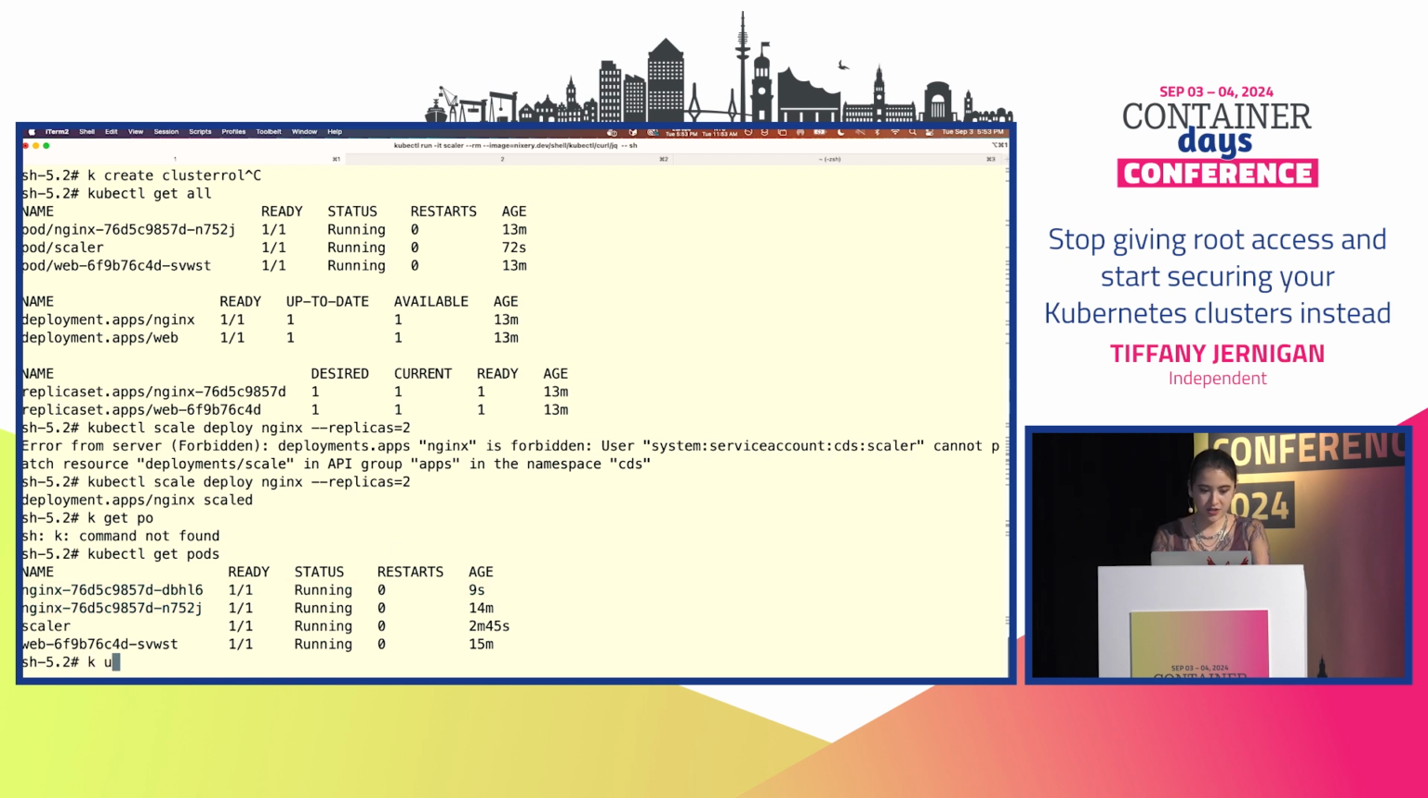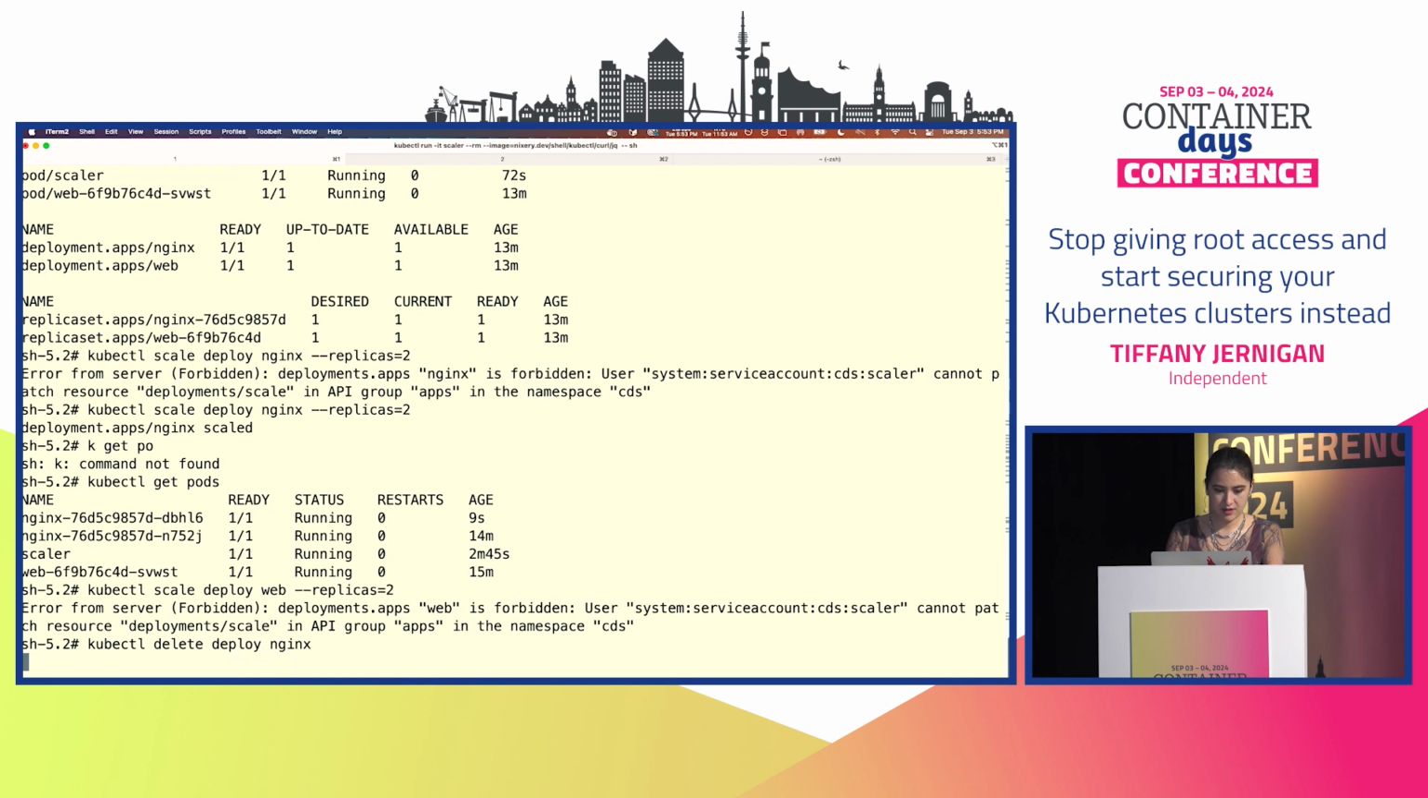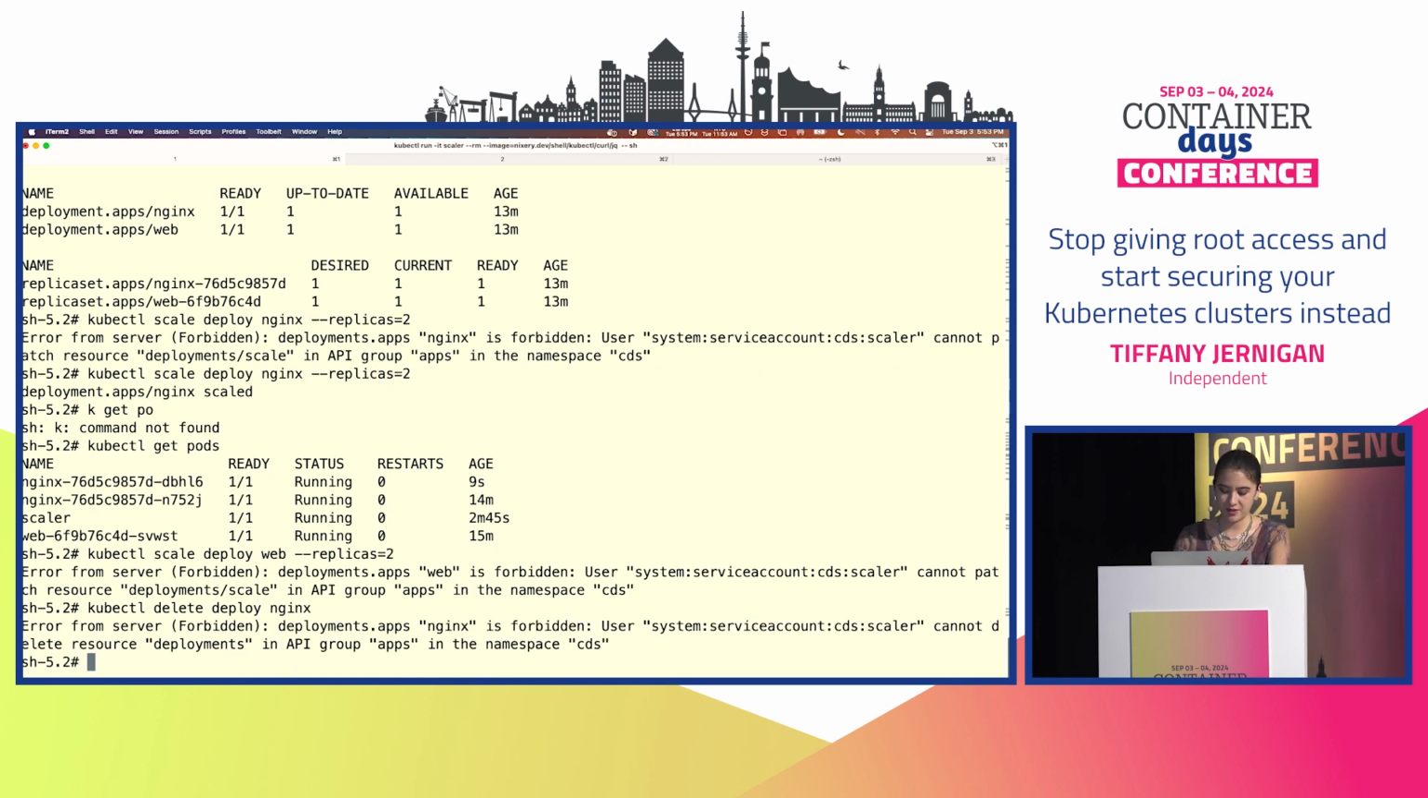If I were to try to do a kubectl scale deployment web and try doing replicas=2, we can see that since I specifically put nginx, it doesn't allow me to go and mess with that one as well. So then we can scale it. If I also wanted to try to, I don't know, delete or something, that's also something that I can't go and do.